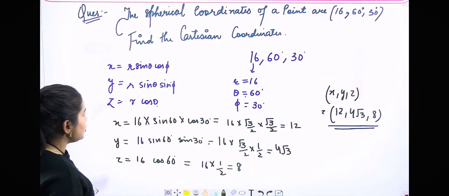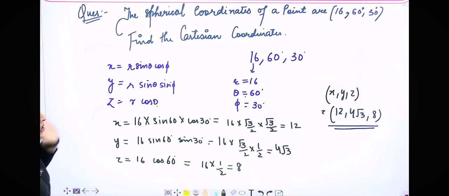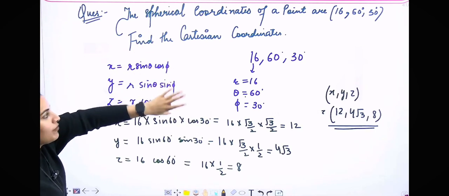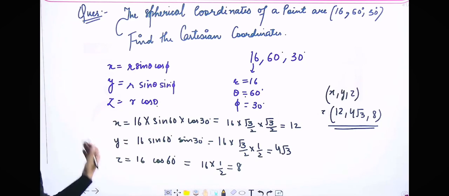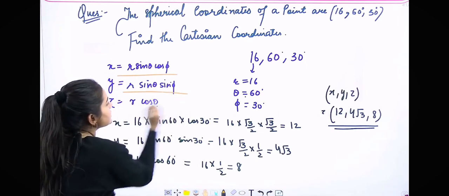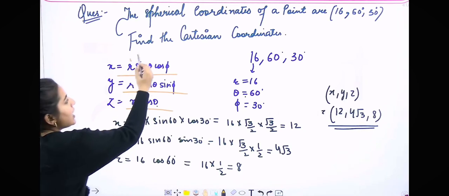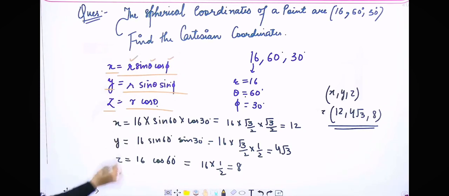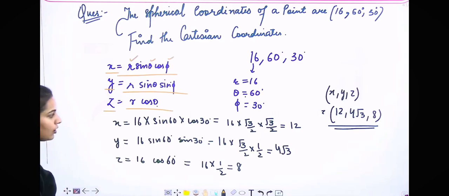Okay, so you can try the numericals on the spherical coordinate system. This is the numerical in which the spherical coordinates are given and you have to find the Cartesian coordinates. So just use these formulas, put the values of r, theta and phi and easily get the value of x, y and z. You can take a screenshot or note down on your notebook.